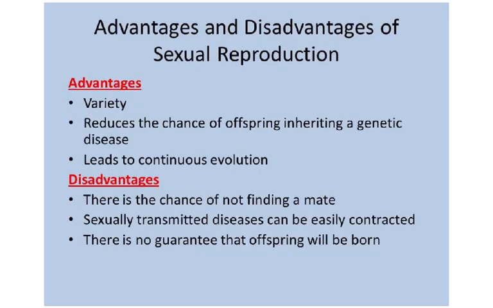Now, coming to the last topic, advantages and disadvantages of sexual reproduction. Advantages: yes, it's a variety. If you have one couple, a husband and wife, and they have 4 sons, all of them are very different. All of them can be weird, all of them can be different. They're very, very different. So it reduces the chances of offspring inheriting a genetic disease, and leads to continuous evolution. Disadvantages: there's a chance of not finding a mate. Sexually transmitted disease can be easily contracted. There's no guarantee that the offspring will be born. So these are some of the advantages and disadvantages of sexual reproduction.